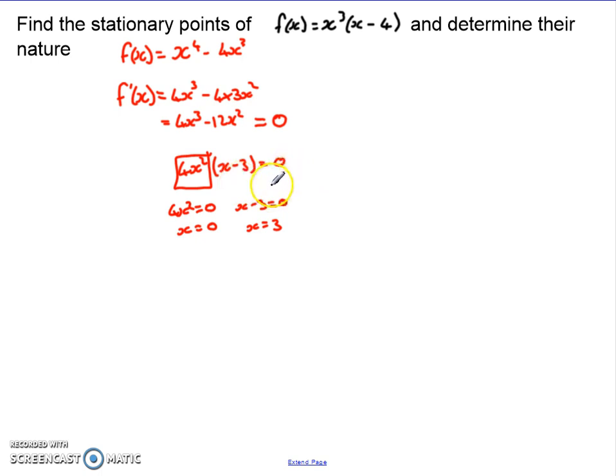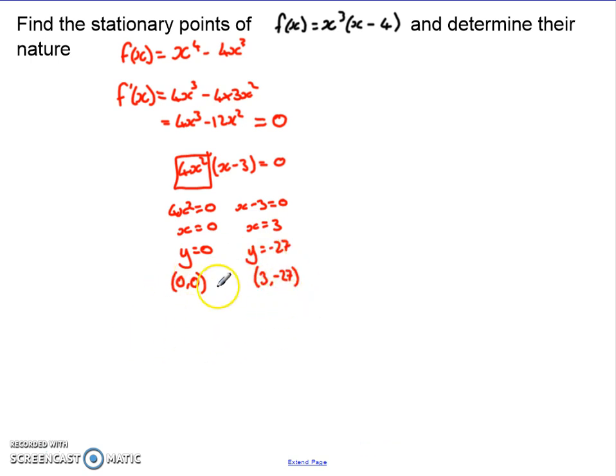What I now need to do is use my table of values after I calculate the y parts to get what kind they are. But do the y parts first. So if x is equal to 0, I substitute into here. I get 0 times something. Well, that's going to be 0. So that means y is equal to 0. So my first turning point is the origin, 0, 0. Second one is substituting in 3. So I do 3 cubed, well 3 cubed is 27, times it by 3 take away 4, which is negative 1. So I know for this one, y is negative 27. So my second turning point is 3, negative 27.